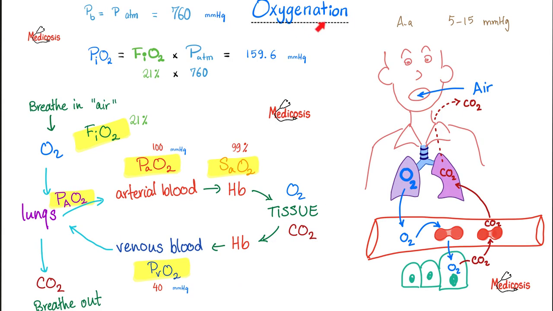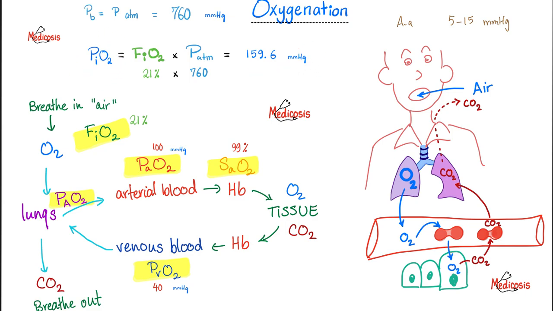Let's dig deeper into the topic of oxygenation. You breathe air from the atmosphere. The atmosphere has its own atmospheric pressure, which is about 760 millimeters of mercury. The atmospheric air is a mixture of all kinds of gases, including nitrogen, oxygen, carbon dioxide, etc. The oxygen alone constitutes about 21% of the atmospheric air. So we can multiply the 760 by 21% or 0.21 to get about 160 millimeters of mercury.